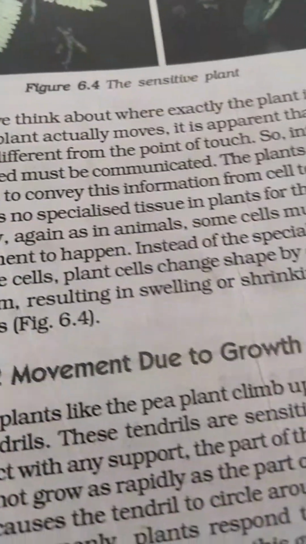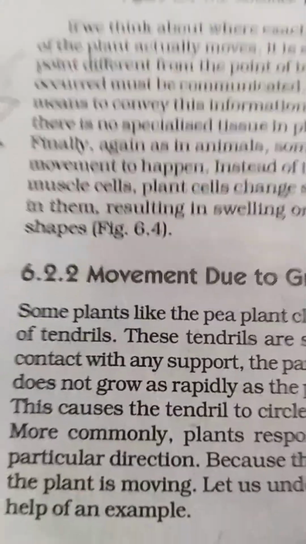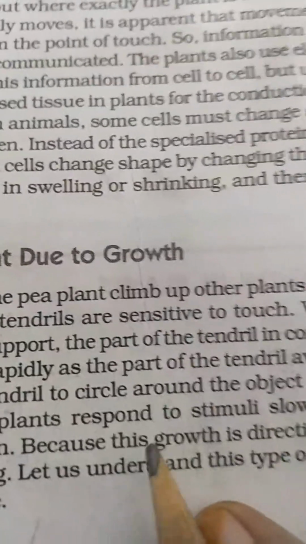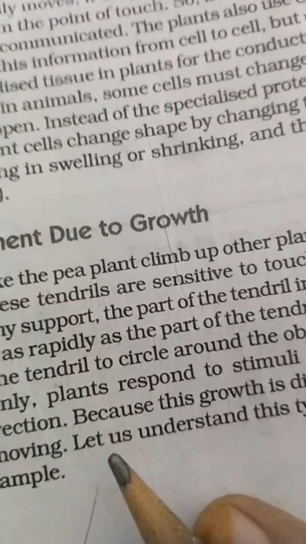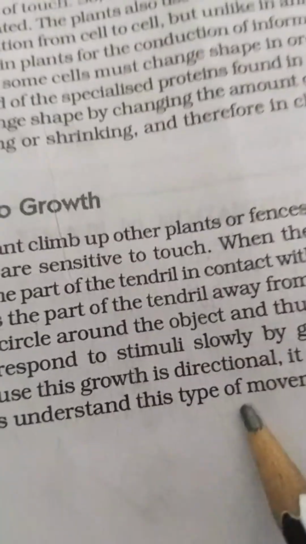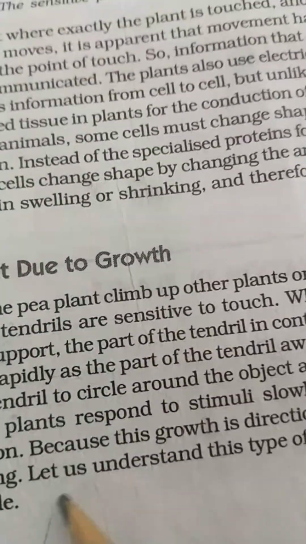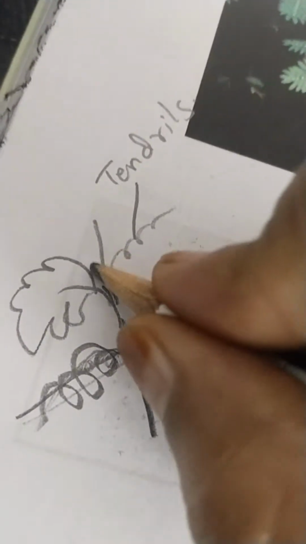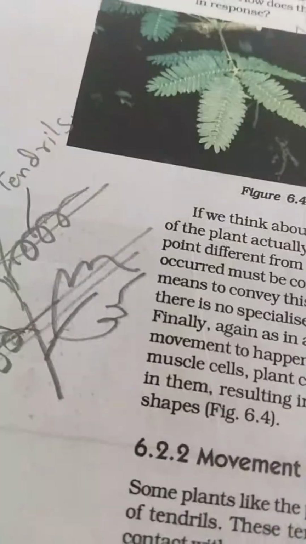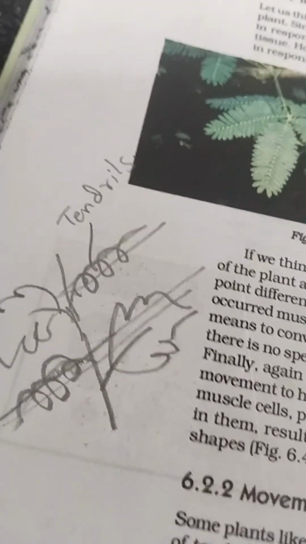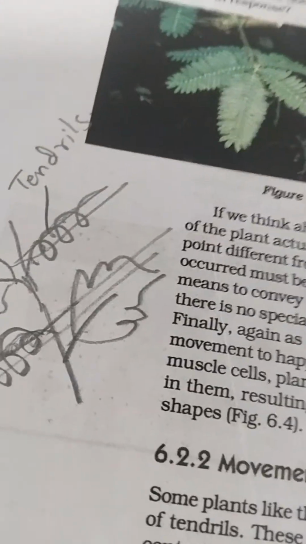More commonly, plants respond to stimuli slowly by growing in a particular direction. Because this growth is directional, it appears as if the plant is moving. Let us understand this type of movement with the help of an example. See, when it gets an object, it also clings to that particular object. In a similar way, this kind of movement of growth is directional.